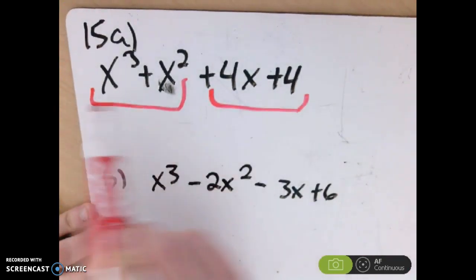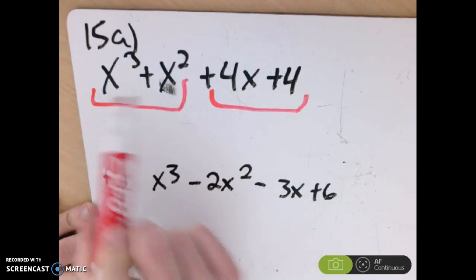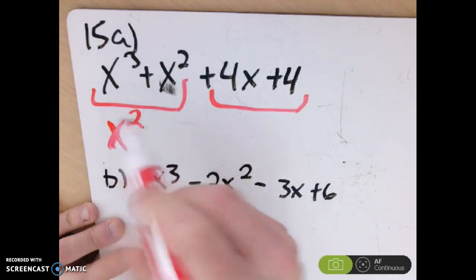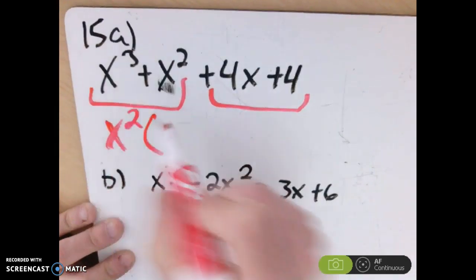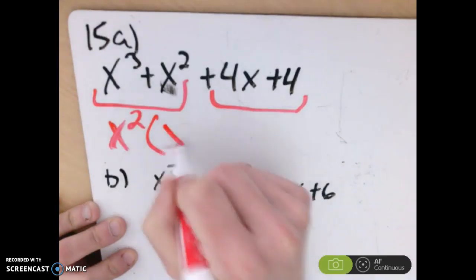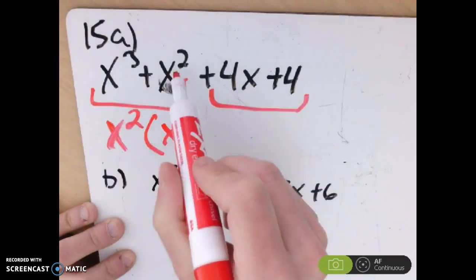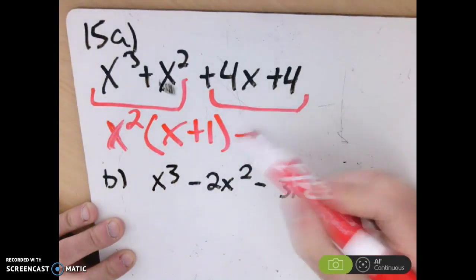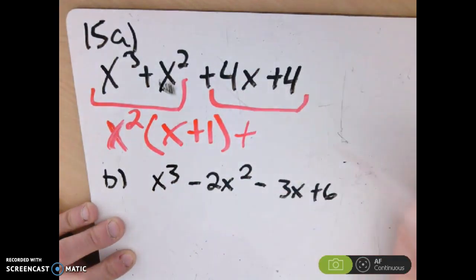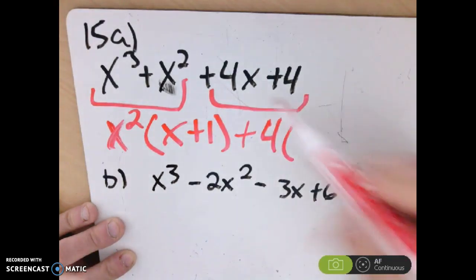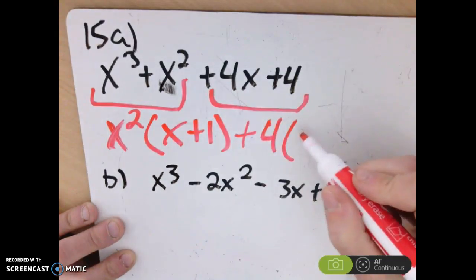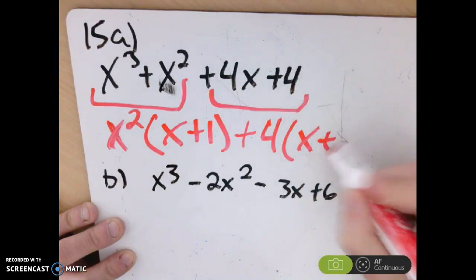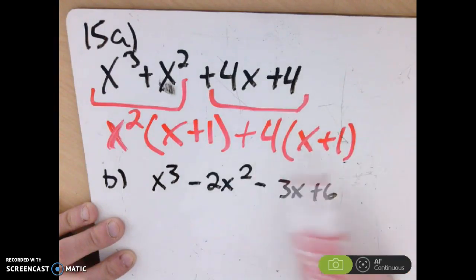So what can I pull out of x to the third and x squared? They both have x, right? And the lowest power is to the second power. Here, if I take an x squared out, I'll be left with 1x. If I take an x squared out of x squared, I'll just be left with plus 1. What can I pull out of a 4x and a 4? A 4, right? So, over here, if I pull a 4 out of 4x, I'm left with x. If I pull a 4 out of 4, I'm left with 1. So, I'll be left with 4 times x plus 1.